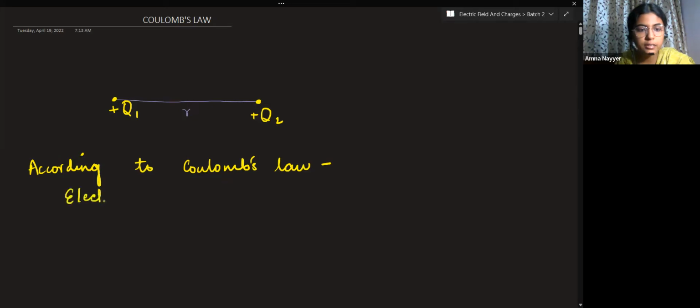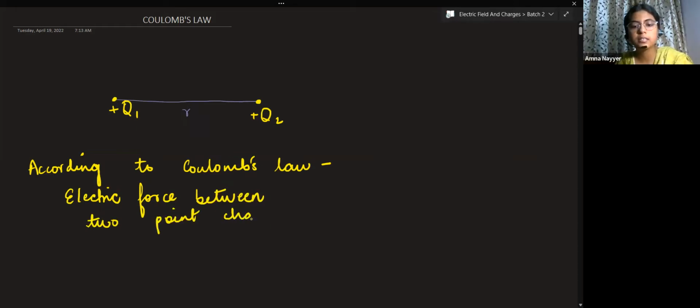Electric force between two point charges. This is proportional to two things. Remember, two things it is proportional to. The first one: electric force is directly proportional to the product of the magnitude of both the charges.